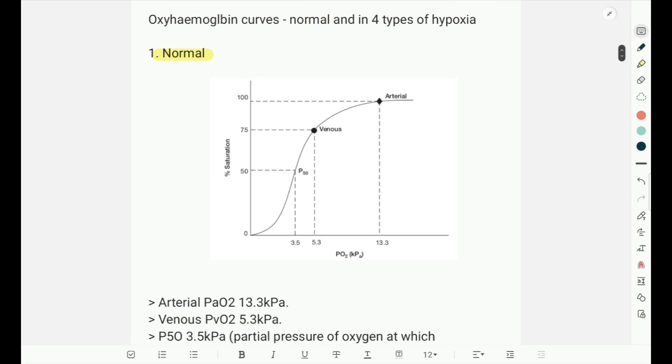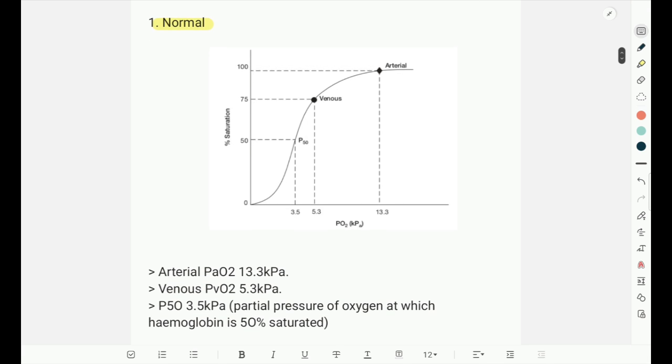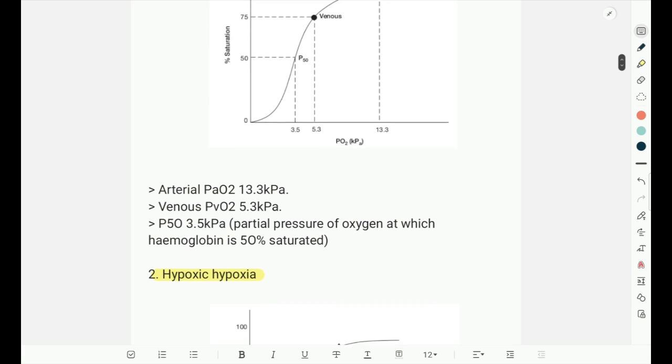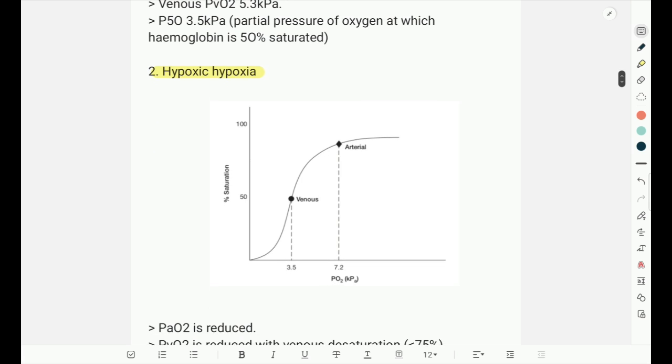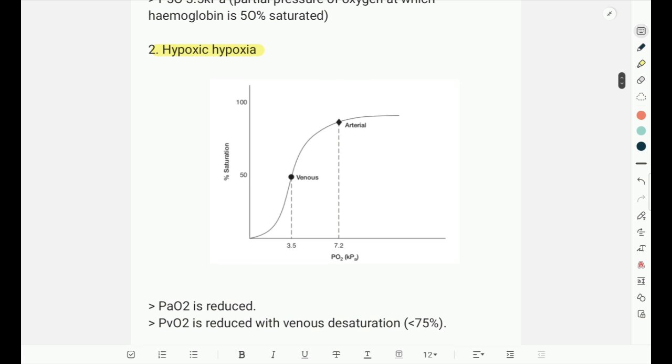The first graph that you can see is the oxygen hemoglobin dissociation curve of a normal patient. You can see that the arterial oxygen saturation is 99%, which corresponds to a partial pressure of oxygen of 13.3 kilopascals. The venous oxygen saturation is 75%, and it corresponds to a partial pressure of oxygen in venous blood of 5.3 kilopascals. And the last point that you can see is P50. It is the partial pressure of oxygen which corresponds to a hemoglobin saturation of 50%, and it is equal to 3.5 kilopascals.